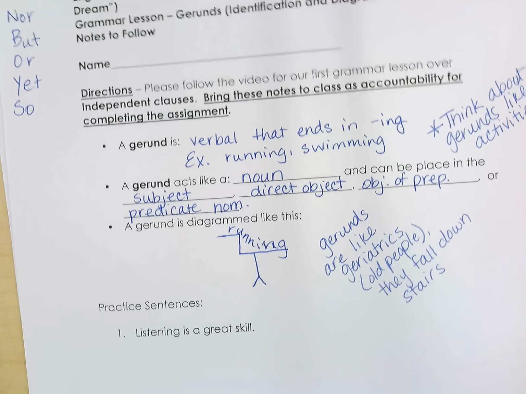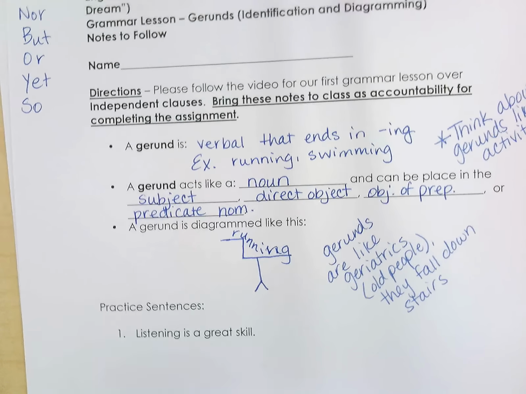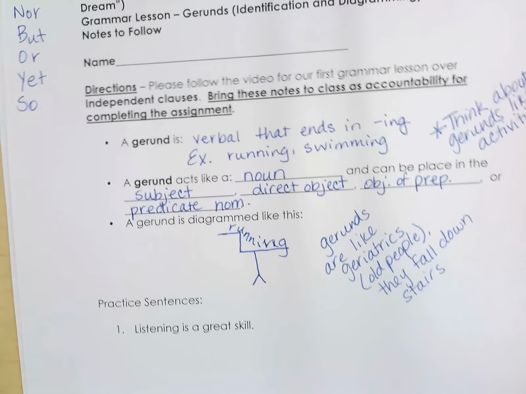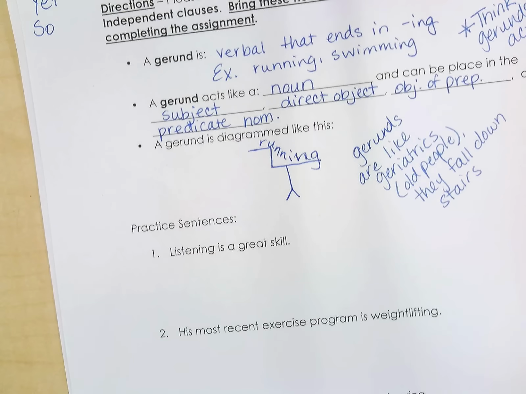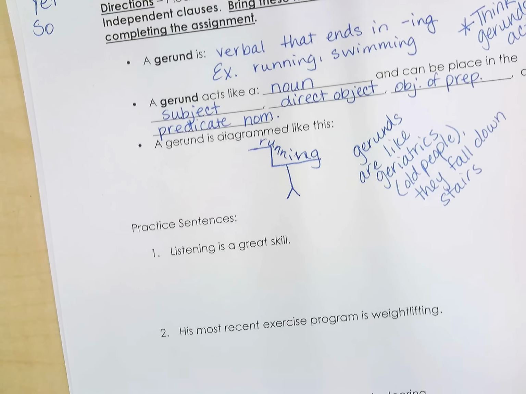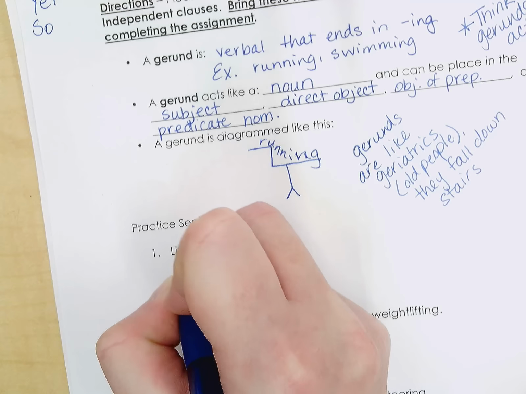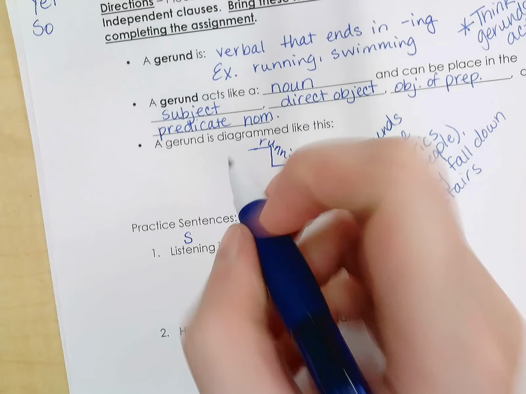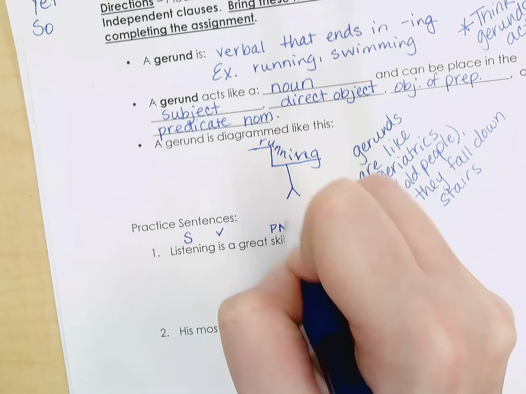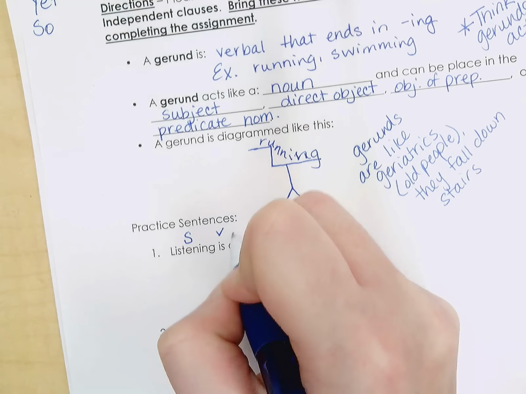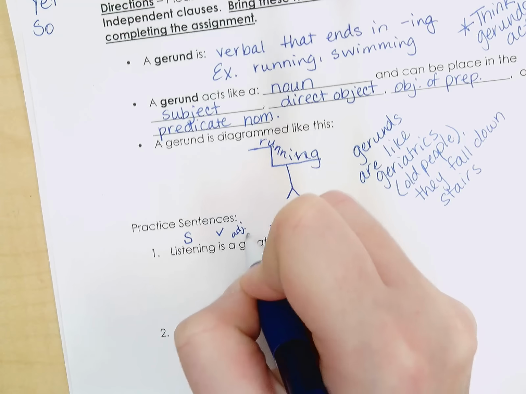So let's diagram one of these so you can kind of see how it goes together. So let's label the parts of our sentence first. So let's look at number one. Listening is a great skill. So listening will be our subject, is our verb, skill, predicate nominative, and then a and great are adjectives.